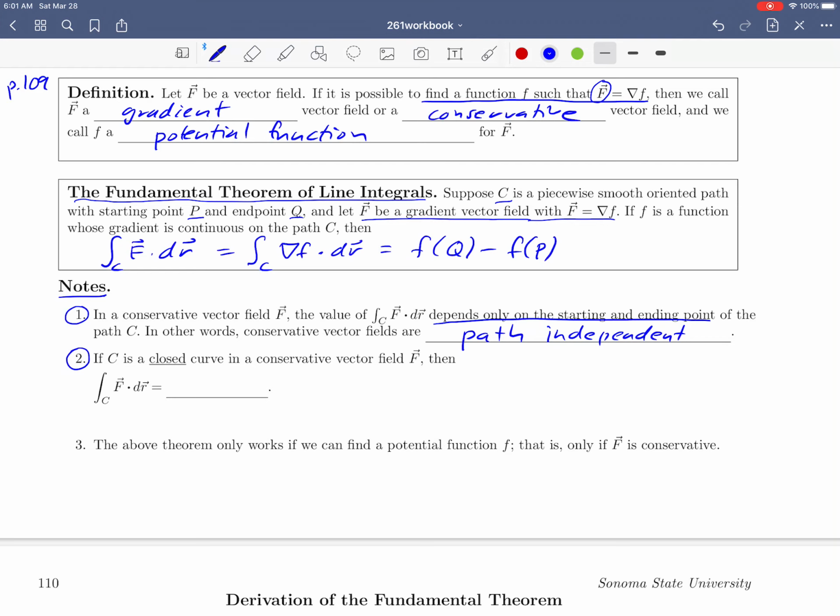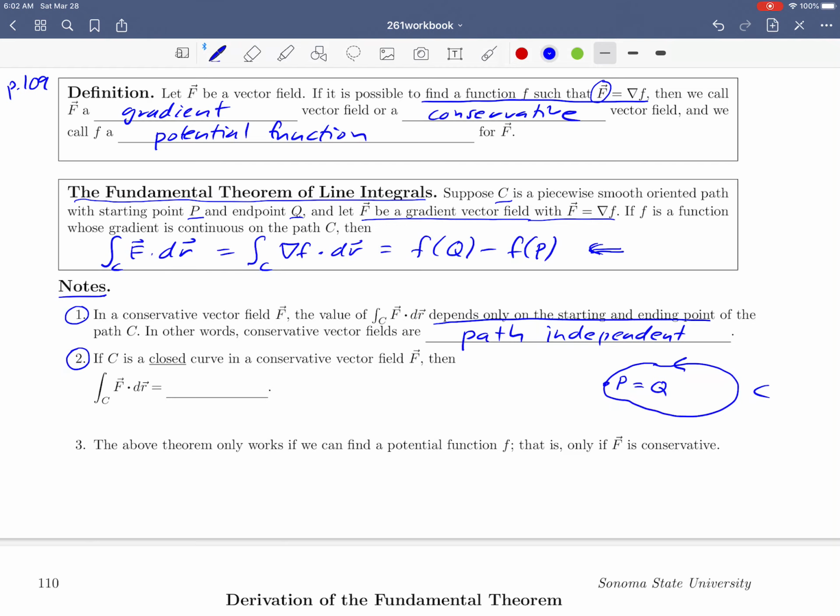Another nice property that conservative vector fields have is the following. Let's suppose that C, the curve that we're integrating along, happens to be a closed curve. And what we mean by that is just a curve that starts and ends at the same point, maybe something like this. So we could pick a point on the curve and think of that as our P and our Q, referring back up here to the theorem.